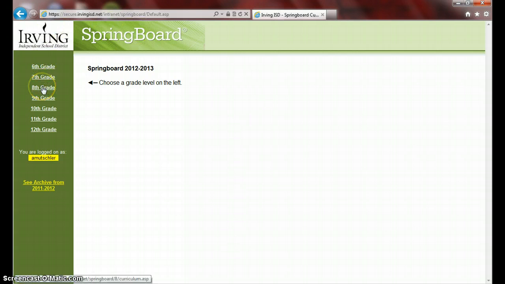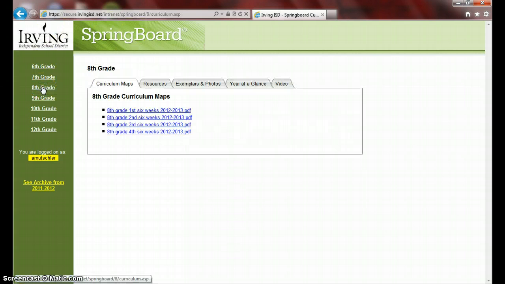Choose the grade level that you're working with. Remember that if you're working with a GT course, your grade level is actually the year above. So if you're working with 6th grade, you'll choose the 7th grade section. If you're working with 7th grade, you'll choose 8th grade. And GT 8th graders will work out of the 9th grade section. Select the curriculum map or the curriculum 6 weeks that you're going to look at.